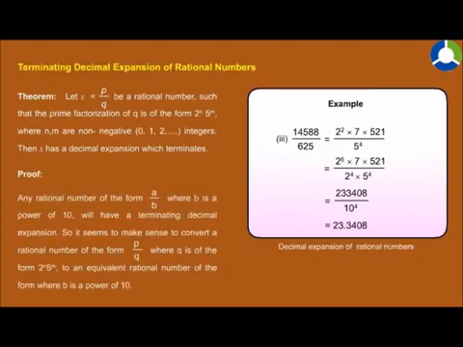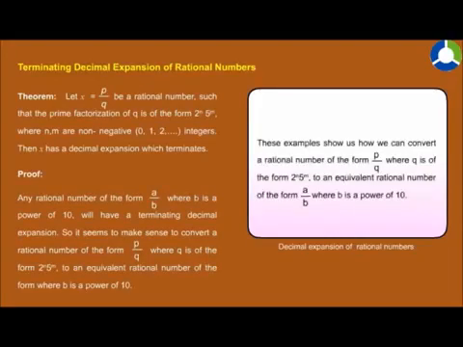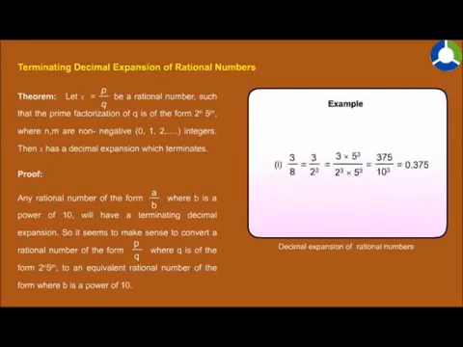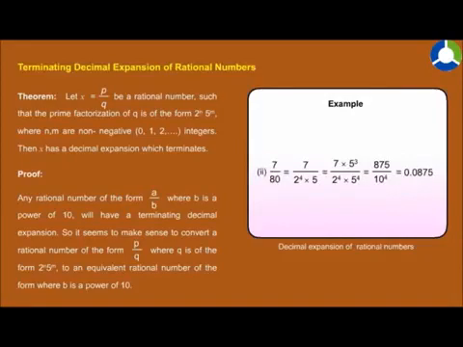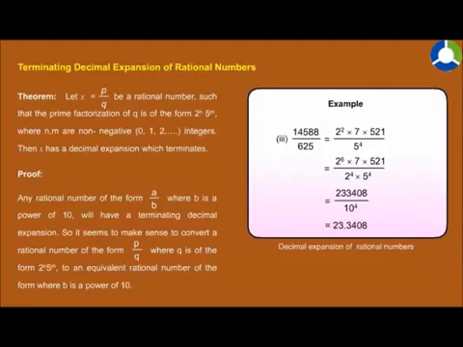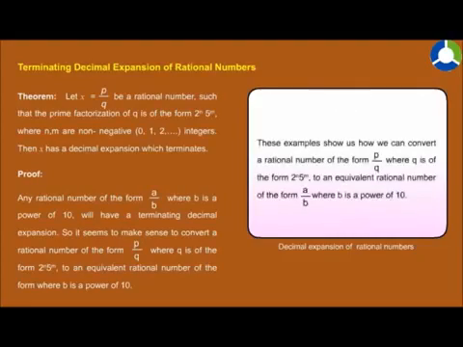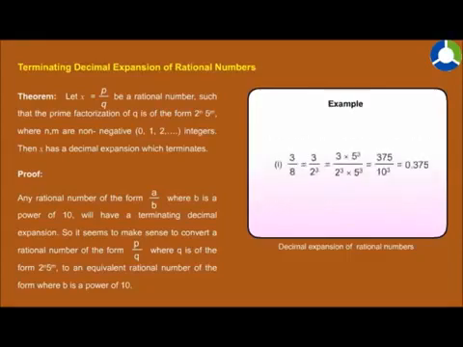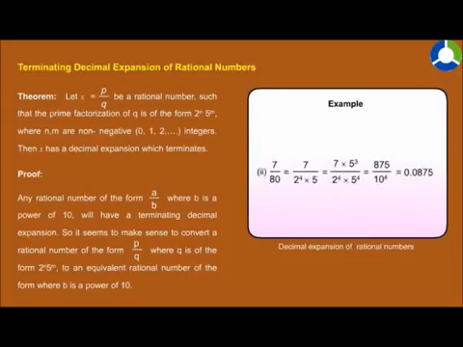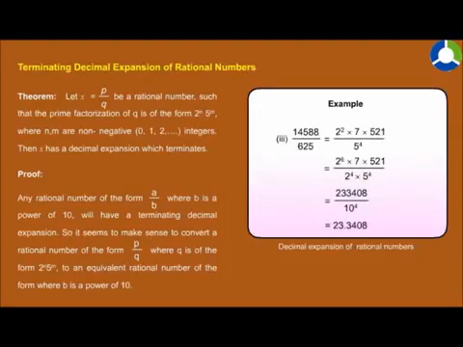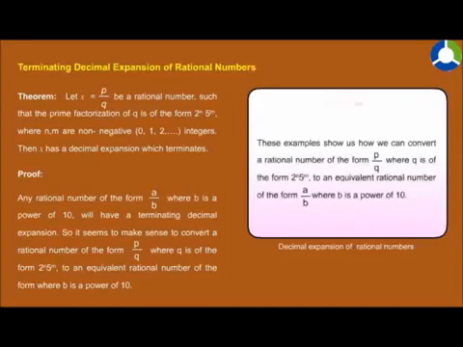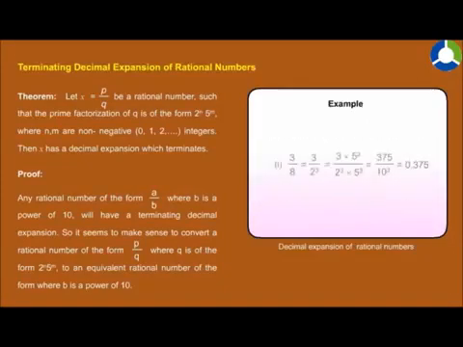Proof: Any rational number of the form a/b, where b is a power of 10, will have a terminating decimal expansion. So, it seems to make sense to convert a rational number of the form p/q, where q is of the form 2^n 5^m, to an equivalent rational number of the form a/b, where b is a power of 10.